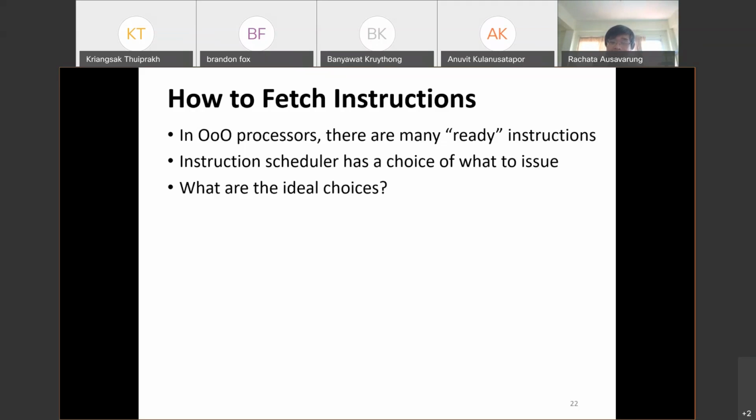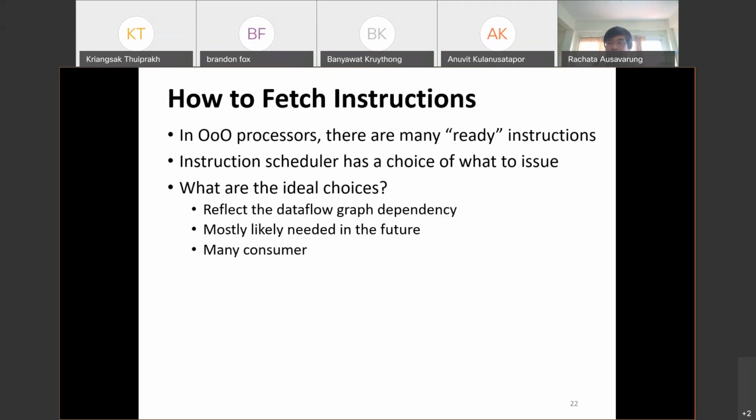So what are the ideal choices? Let's assume there's no data dependency and there are 10 instructions that have no data dependency. My choice would be things like, can I try to reflect the data flow graph and pick the instruction that is most likely that everyone would use?